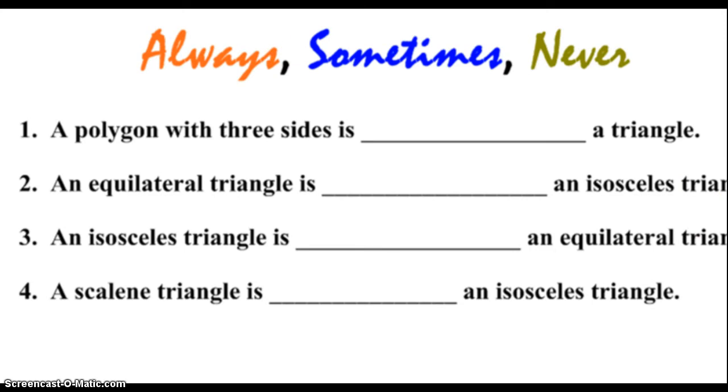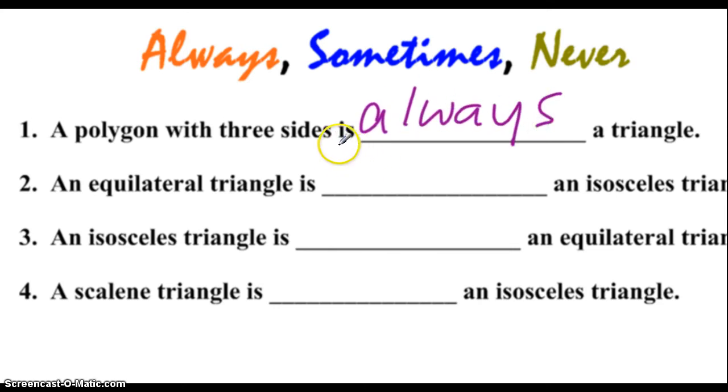Okay, the first one, a polygon with three sides. First of all, the definition of polygon is that it is a closed figure with sides and vertices. So it's not like it could be a circle or anything else. So a polygon is a closed figure. If it has three sides, then that is the definition of a triangle. So it is always.